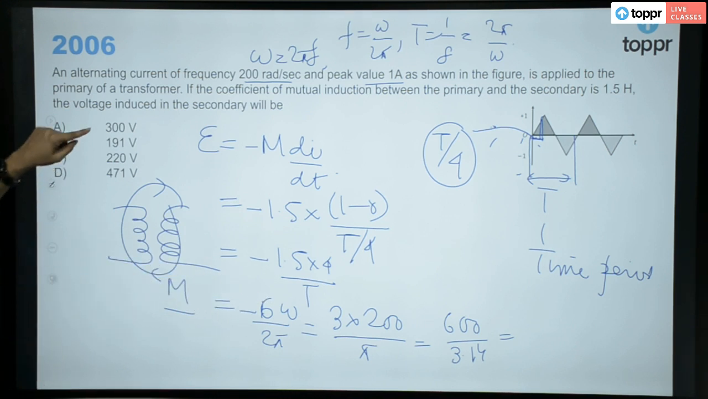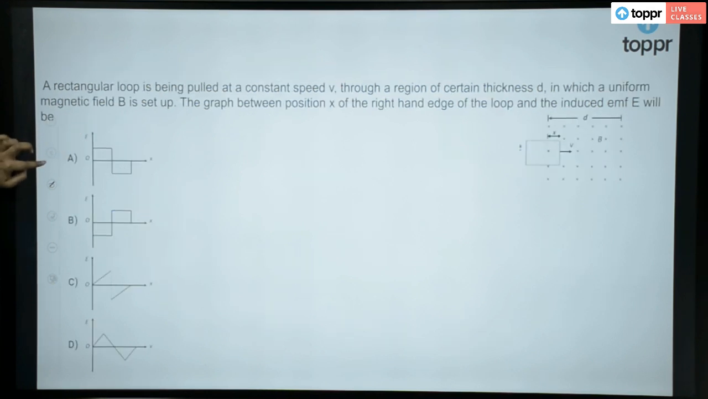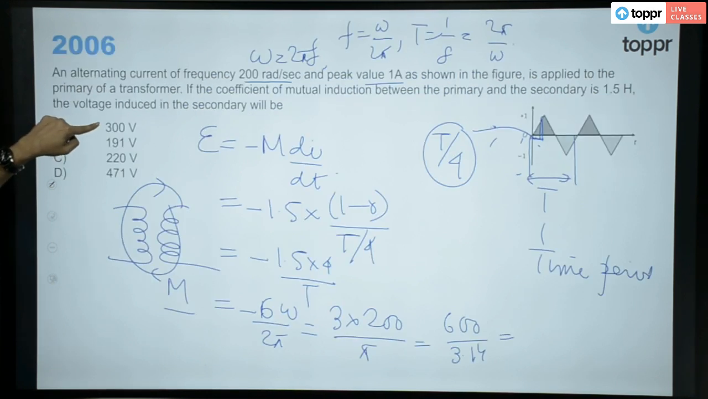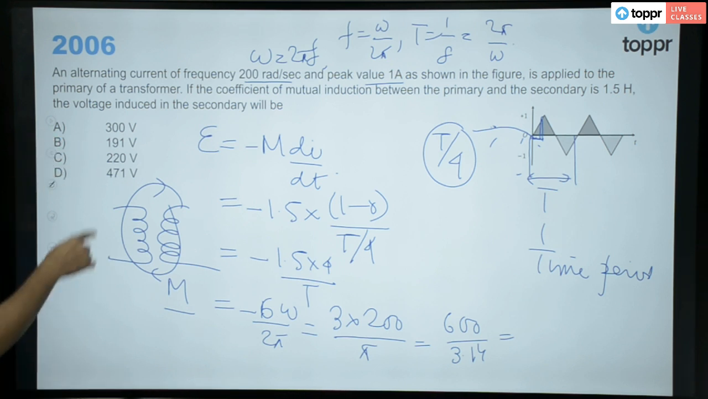How will you find out? Definitely 300 will not be there. Not even 220, because 600 divided by 3 is 200. So it should be less than 200. So it is only 191 volt. So this will be the answer.